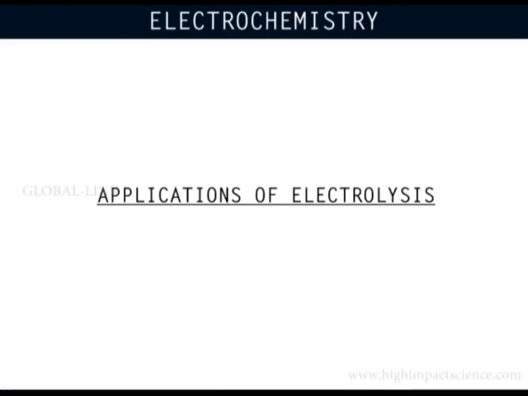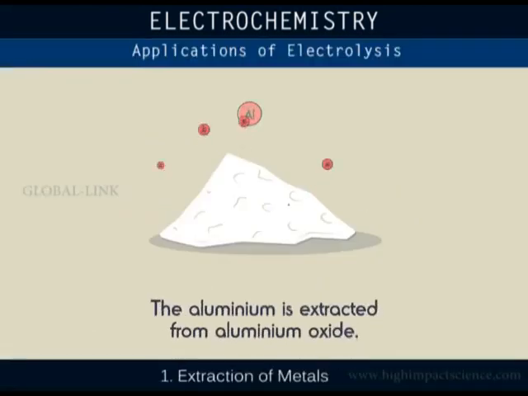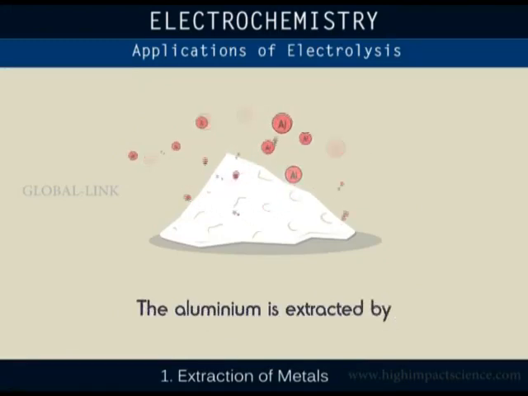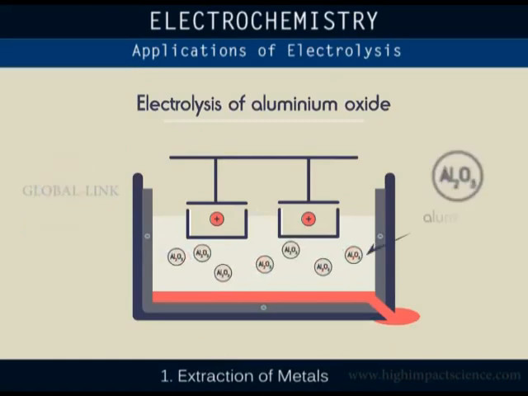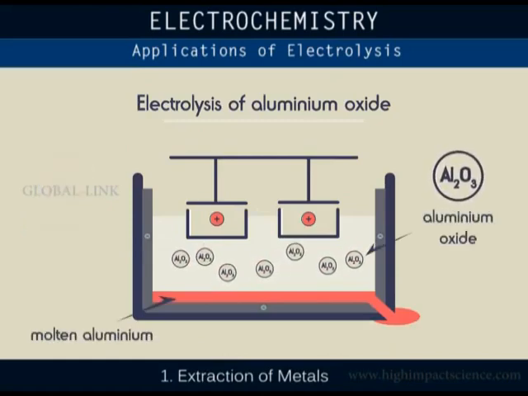And now, application of electrolysis. First is extraction of metals. Reactive metals such as sodium and aluminium are extracted through electrolysis. For example, aluminium is extracted from aluminium oxide through electrolysis. The aluminium oxide has to be made into molten by heating.